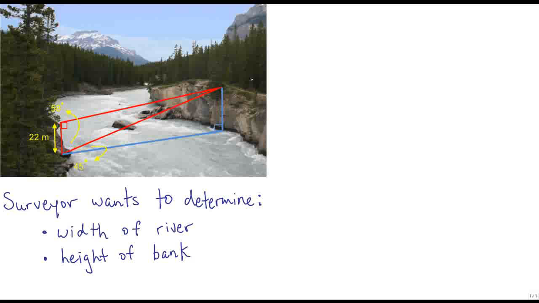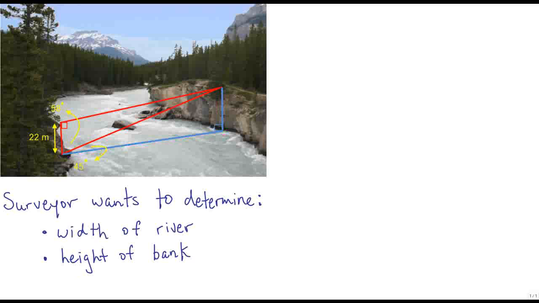What he does next is he chooses a spot on the opposing bank, and here he's picked this tree, and using his instruments he measures a few angles. This one being 90 degrees, this angle being 58 degrees, and he measures another angle in here to be 45 degrees. So with these measures, he can now calculate the width of the river, which is down here, and he can measure the height of the riverbank.